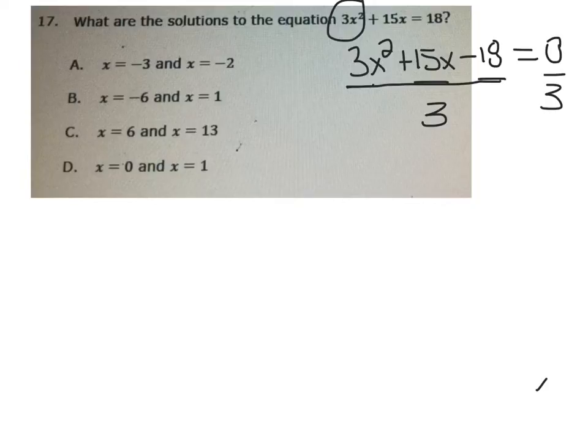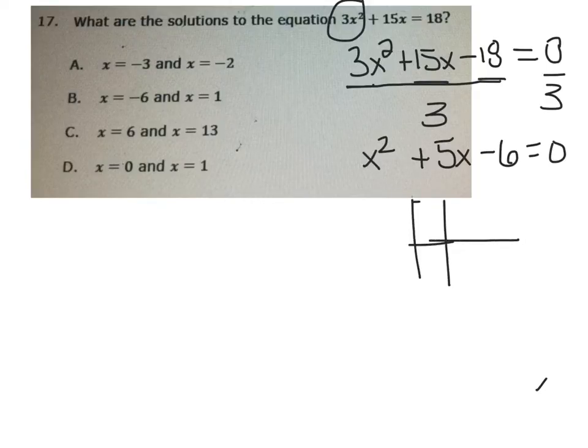So 3 divided by 3 is 1, so you're going to get x squared. 15 divided by 3 is 5, so plus 5x. Negative 18 divided by 3 is going to get me a minus 6, and it's going to equal 0. And now we can factor using our box. Actually, let me see if I can draw my box a little bit better than that.